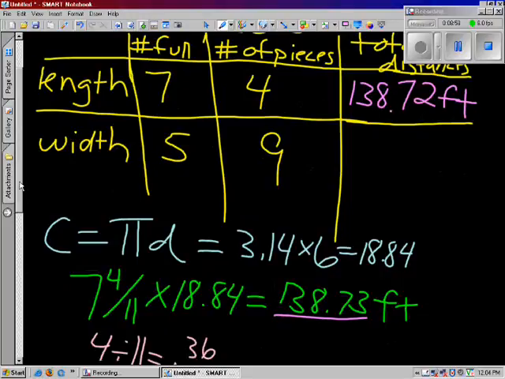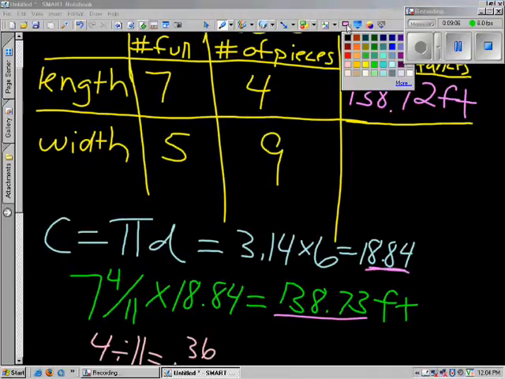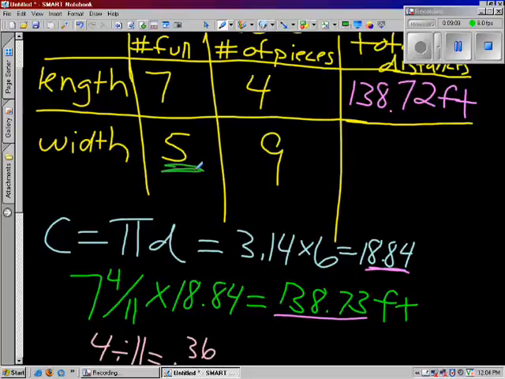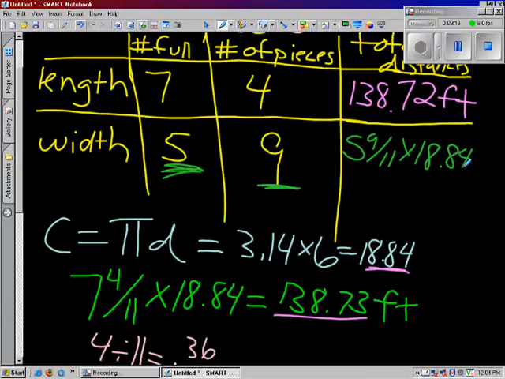Okay? So to find the width of the classroom, I'm going to do just the fraction version. Alright? Our circumference is still the same. We're still using the same circle. Right? But all I'm going to do is take 5 and 9/11ths times my circumference. So I take 5 and, was it 9/11ths times my circumference of 18.84, and I get 109.61 feet. If you do it either of the other 2 ways, again, you're welcome to. You should get very, very, very close to that answer.